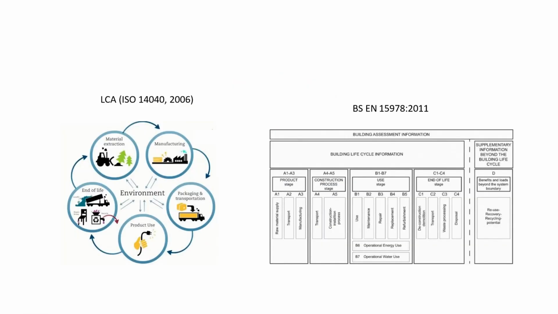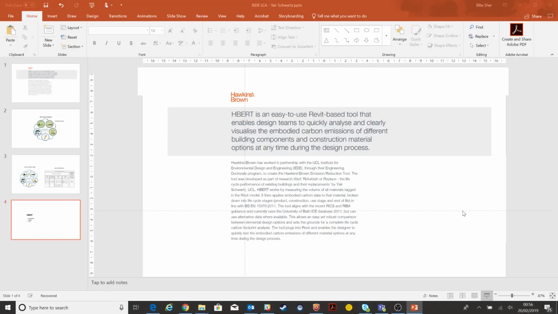Also, an important note is that HBERT was designed in alignment with British Standard EN 15978. For those of you who are interested in that, you can find some more material on that online. So I'm going to explain how to download HBERT, how to install it, and how to use it. So let's get started.